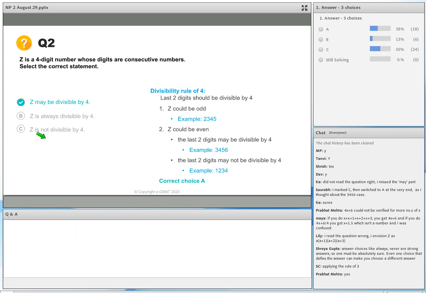Answer choices, like always, never, are strong answers, so one must be absolutely sure. Yes, Shreya. Even one choice that defies the answer can make you choose a different answer. That's so well summarized. Yeah, so a lot of you applied what you just learned from 3 on to 4. I never said it's the same.